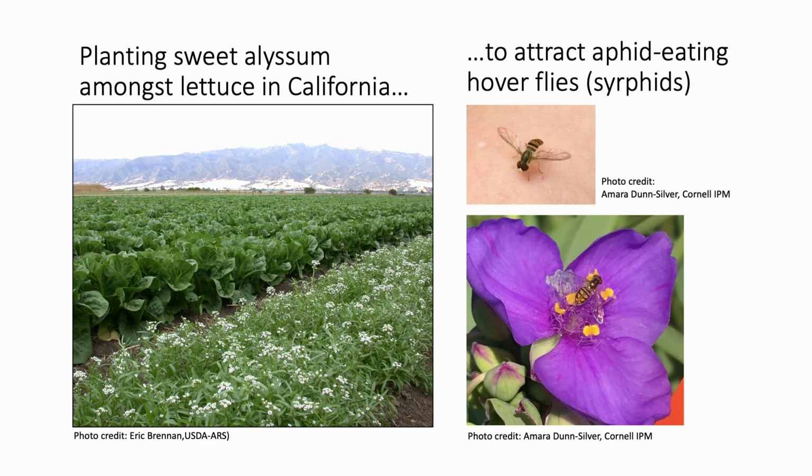Our next example comes from California. Lettuce growers plant the flower sweet alyssum in between rows of lettuce. The small white flowers are very attractive to yellow and black striped hoverflies, also called syrphids. The larvae of these hoverflies eat aphids on the lettuce. Is this classical, augmentative, or conservation biocontrol?